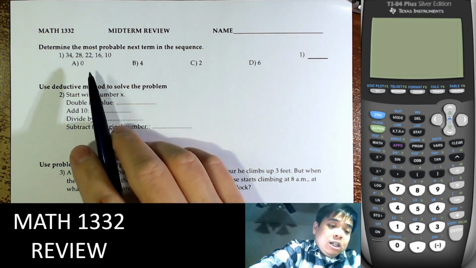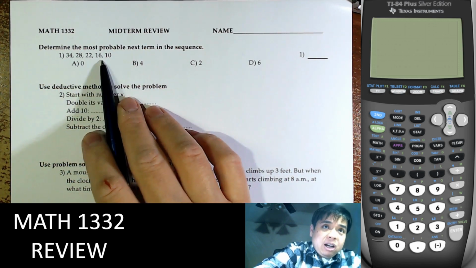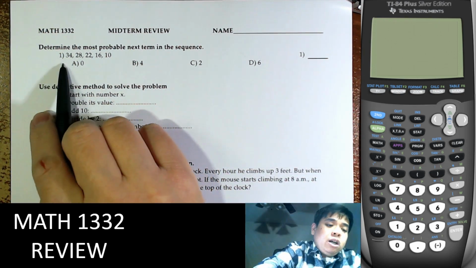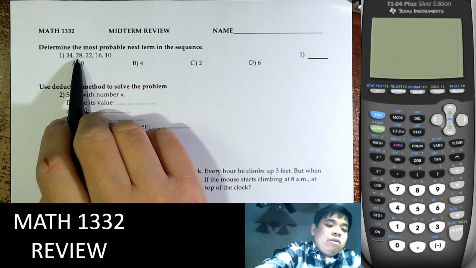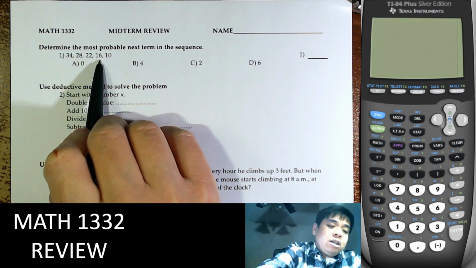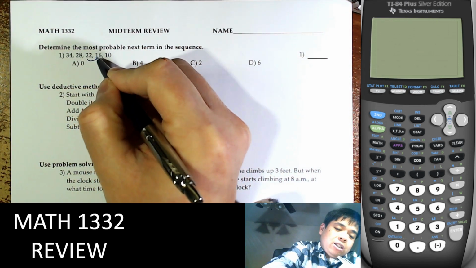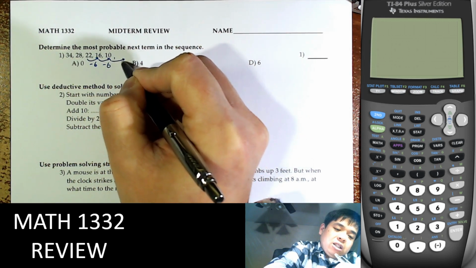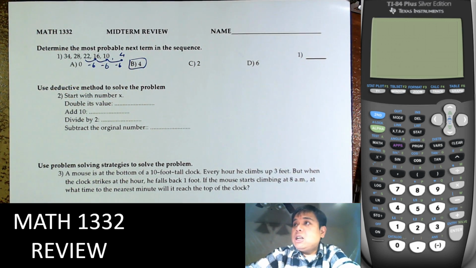Question number 1. Determine the most probable next term in the sequence. So we look at this sequence. If we see the pattern and we follow that, we can find out what the next number will be. So 34, 28, 22, 16 and 10. The difference between them is 6. So subtract 6 every time, and with that we get the next number. So subtract 6. So the next one will be 10 minus 6, which is 4. Right, so just like that.